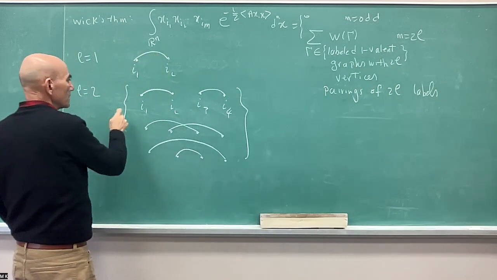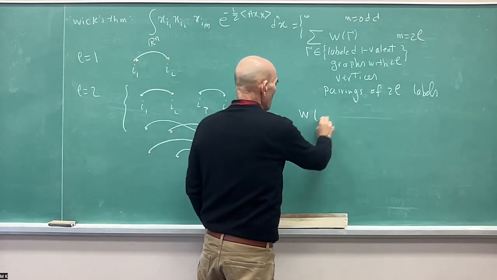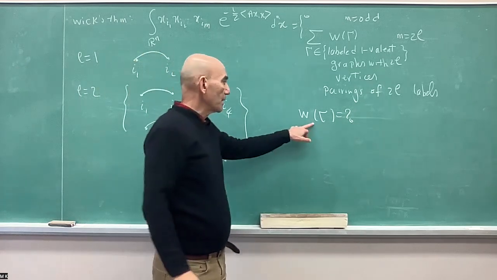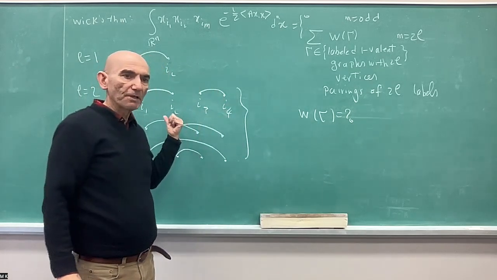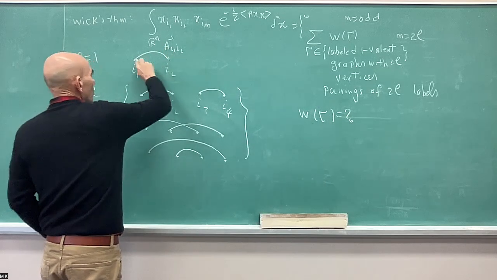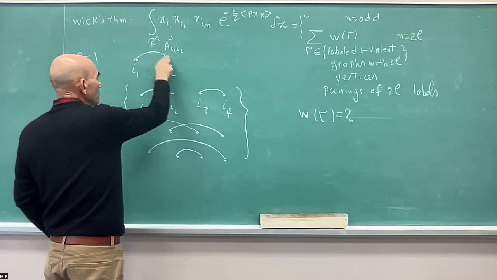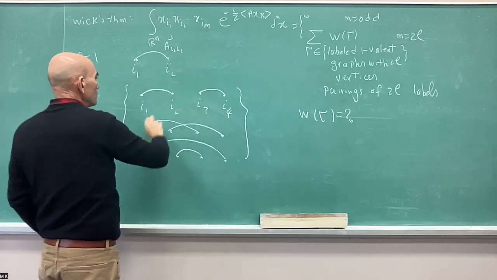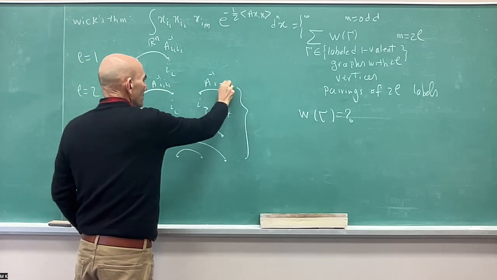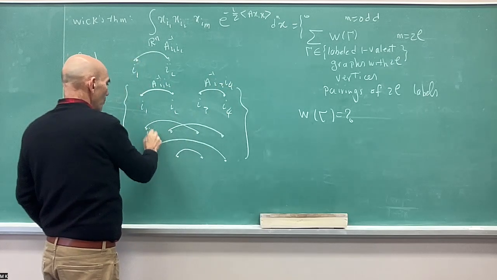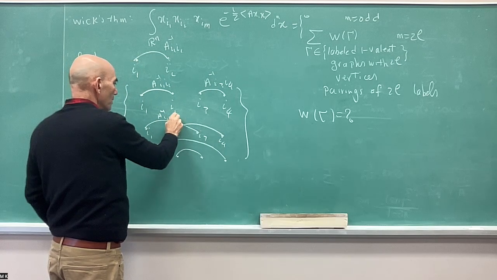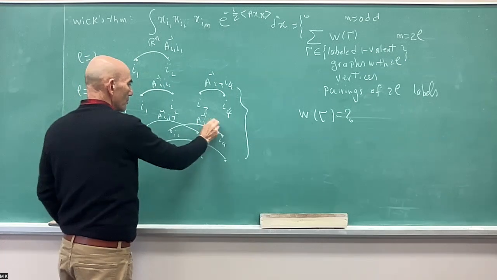Now, what I did not define is what W of gamma is, how the weight of such a labeled graph is defined. To get this, we will decorate this graph with propagators. So if there's an edge, I mean it's paired, we just put A inverse_{i1 i2}. Here is A inverse_{i1 i2}, here is A inverse_{i3 i4}, and here is again A inverse_{i1 i2} A inverse_{i3 i4}. This is A inverse_{i1 i3}, this is A inverse_{i2 i4}, etc.